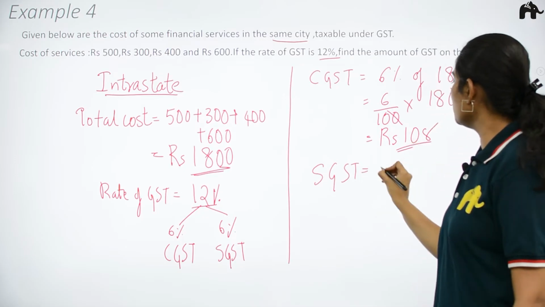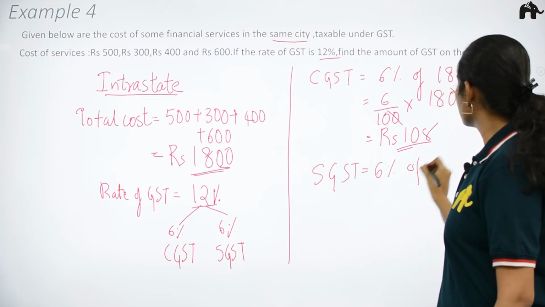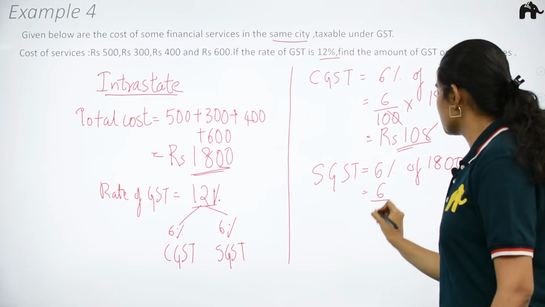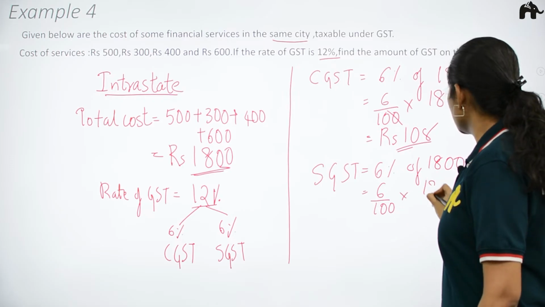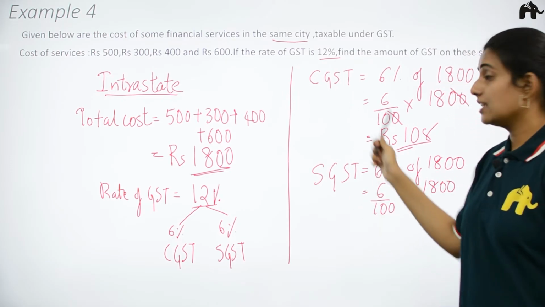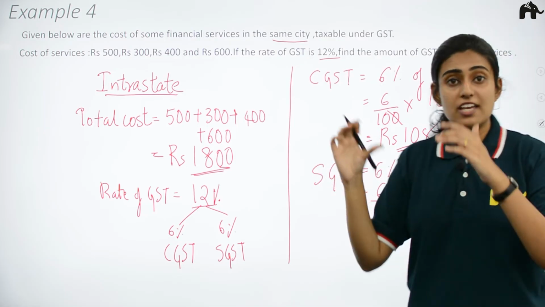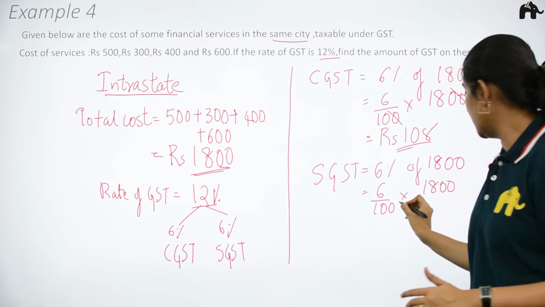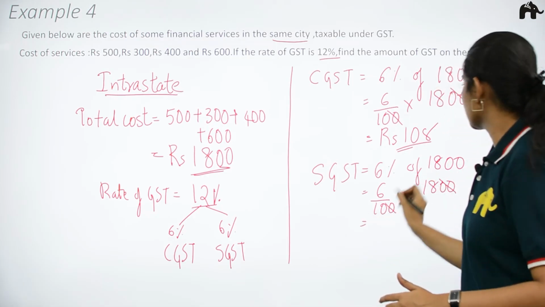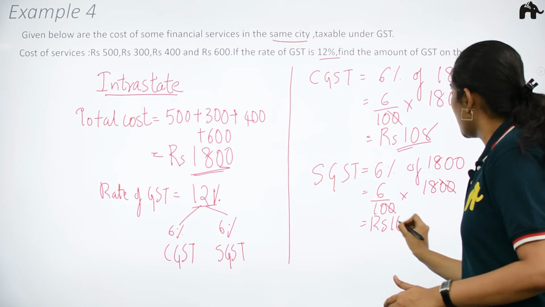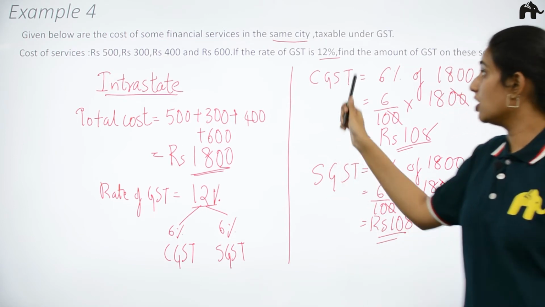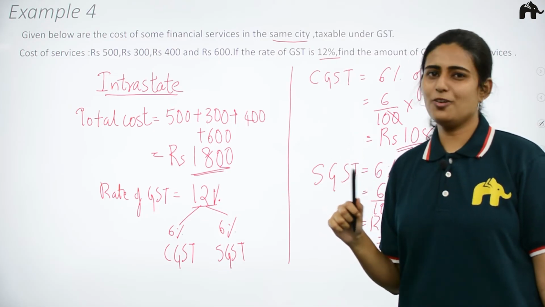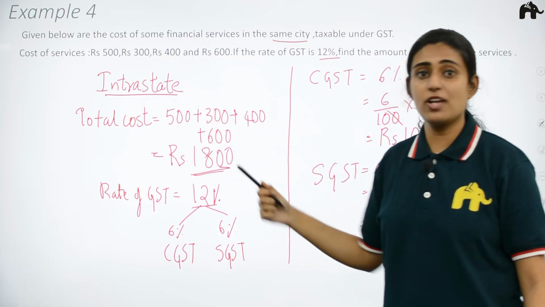Now, SGST. SGST is again equal to 6% of 1,800 equal to 6 by 100 into 1,800. You just can't write the straight answer. You need to show every calculation. That is 6% of 1,800, 6 by 100 into 1,800, cancelling out zeros, 18 into 6, rupees 108. Okay, we got the CGST and SGST. Should we find IGST? No, right? Because this is an intrastate transaction. We don't have IGST there.